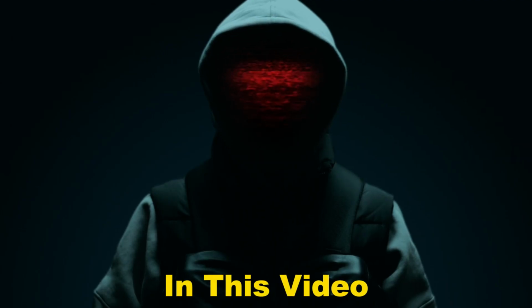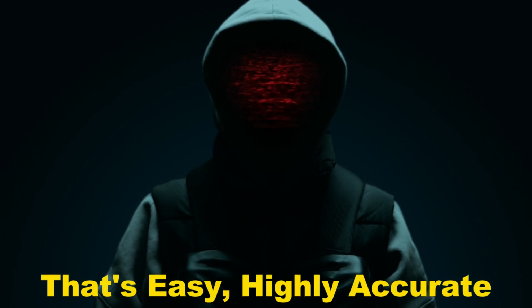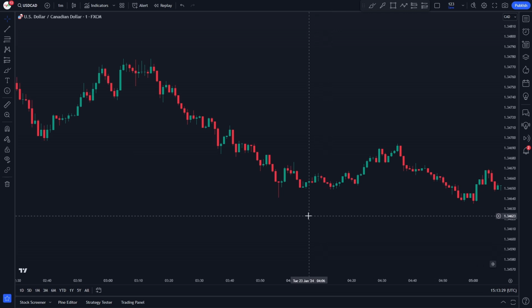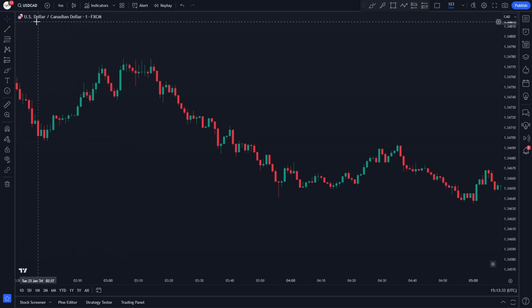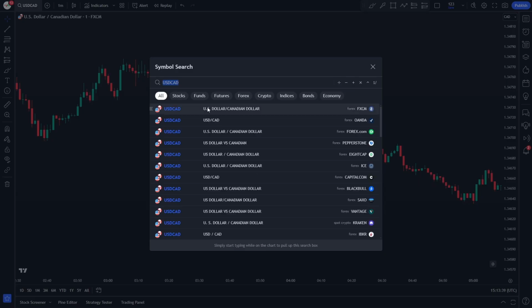In today's video, I want to teach you a 1-minute scalping strategy that is very easy, highly accurate, and profitable. As I said, this is a 1-minute scalping strategy. So here we set the chart time frame on 1 minute. This is the price chart of US dollar to Canadian dollar. But there is no limitation on this, and you can use this strategy on any other asset or market, whether it's Forex, crypto, or stocks. And in this strategy, we have 2 indicators.